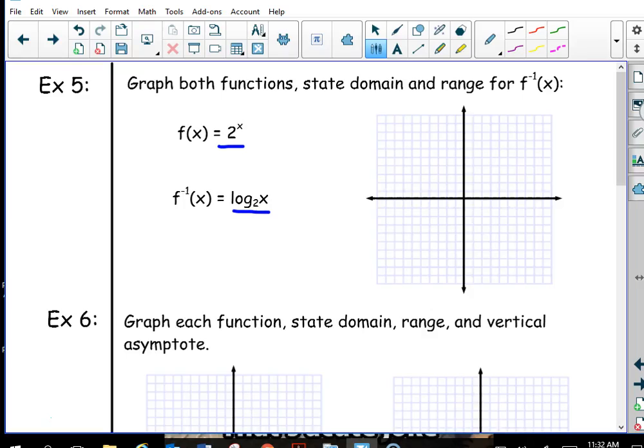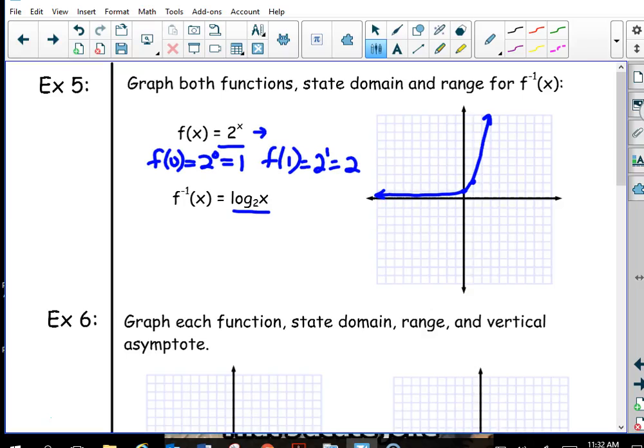Okay, so for your exponential function, f(x) equals 2 to the x, always put in 0 and 1. So f of 0 equals 2 to the 0, which is 1. f of 1 equals 2 to the 1, which is 2. So we get these 2 points, and we've got a horizontal asymptote going off to the left, exponential growth going off to the right, or going to positive infinity off to the right.